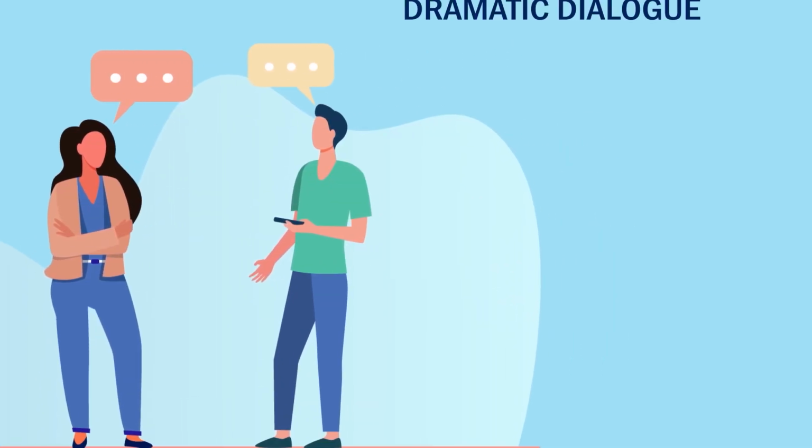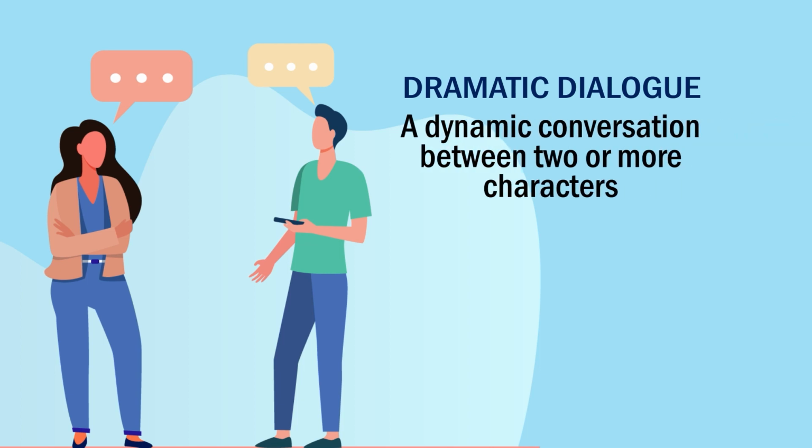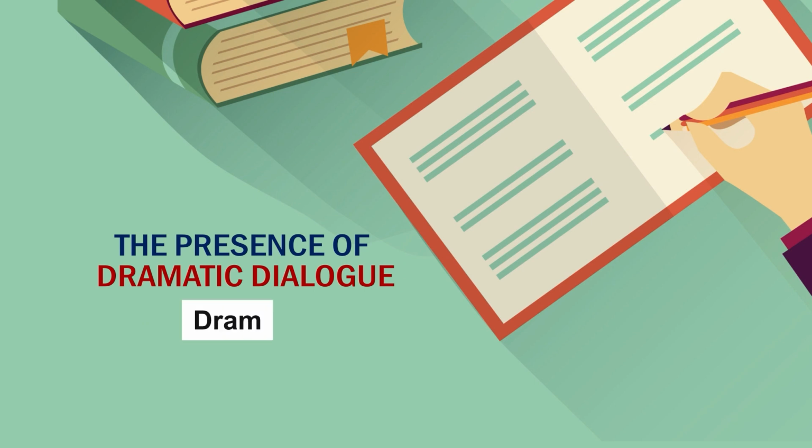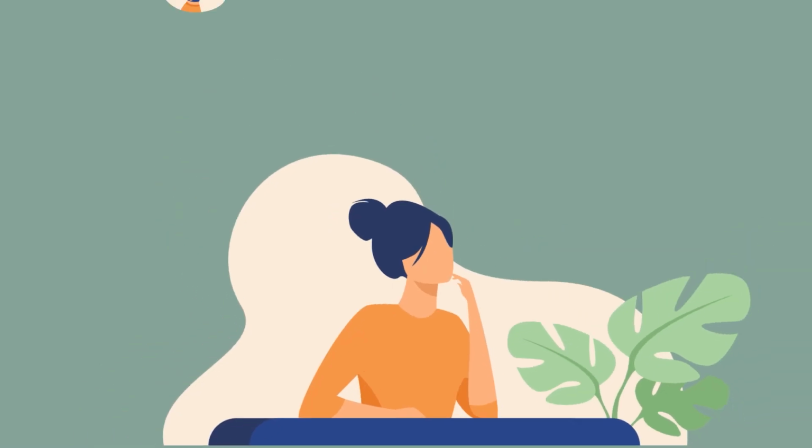A dramatic dialogue at its very basic level is a dynamic conversation between two or more characters in a particular setting. As writers, you may be aware of the existence of dramatic dialogue in drama. However, effective dialogue is essential to a good prose work and sometimes even in poetry. Dramatic poetry and narrative poems also use effective dialogue.